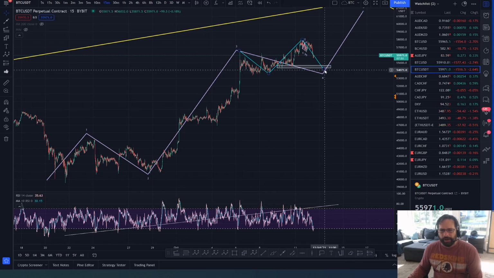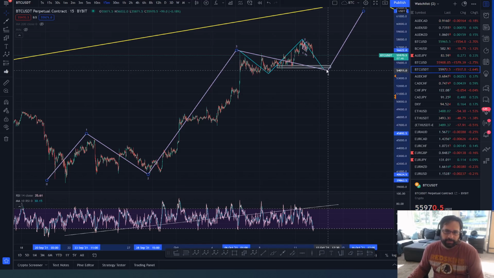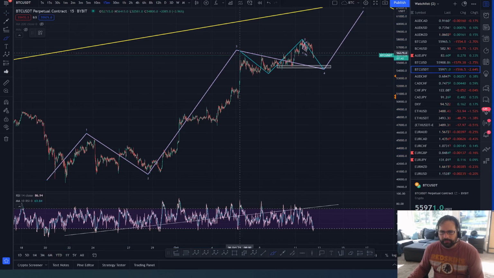It's a really difficult wave structure to deal with. One of the ideas for dealing with it is that it's just an expanded flat. It's just big and ugly. But basically it's doing a similar structure that Bitcoin likes to do a lot. It did it right here.